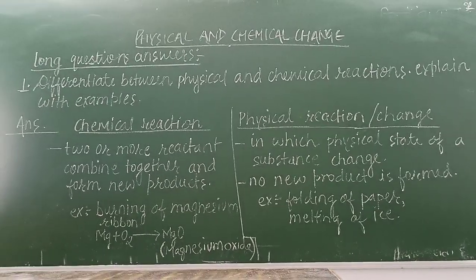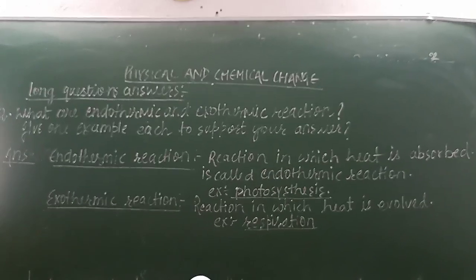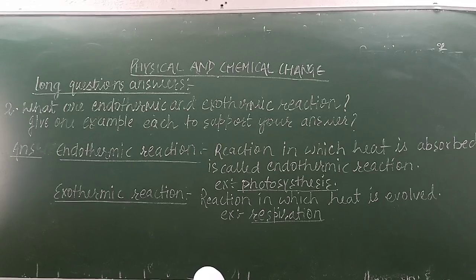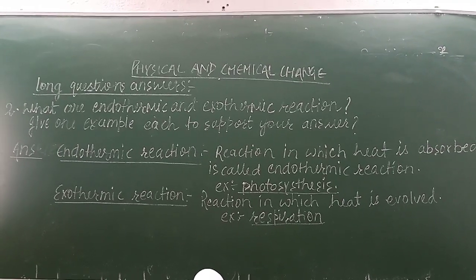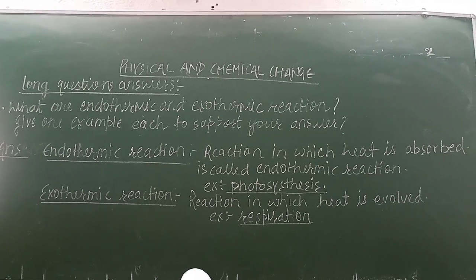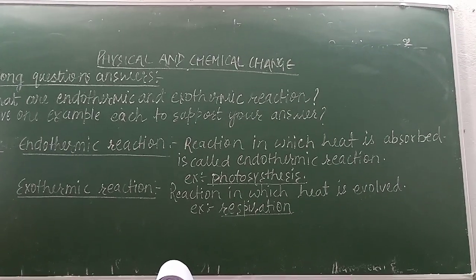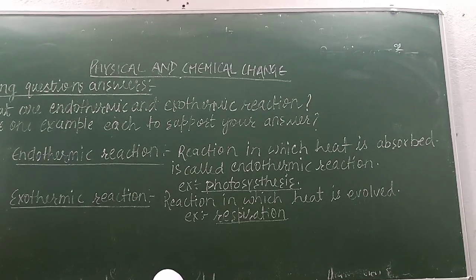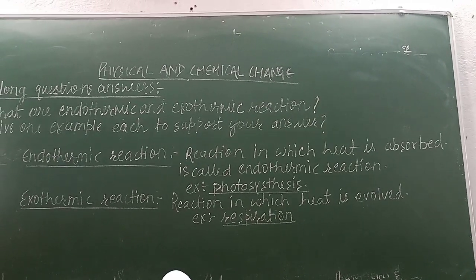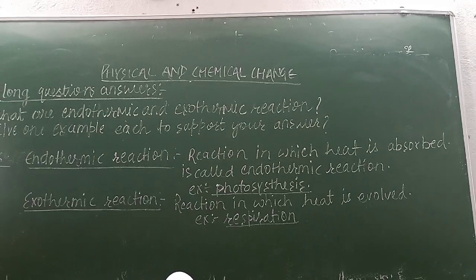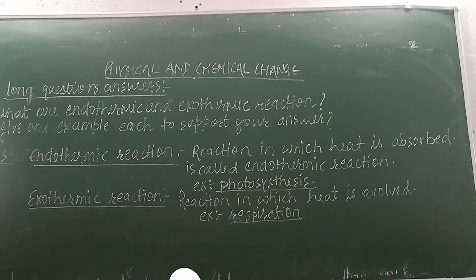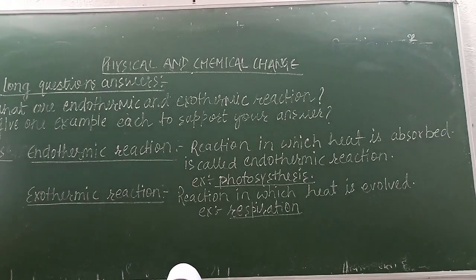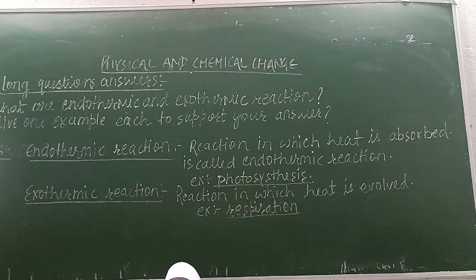Now question number 2 is what are endothermic and exothermic reaction, and give one example each to support your answer. So endothermic reaction is what? A reaction in which heat is absorbed is called endothermic reaction. Example, photosynthesis. It is an endothermic reaction which takes place in presence of sunlight.